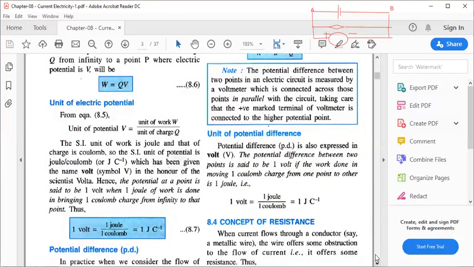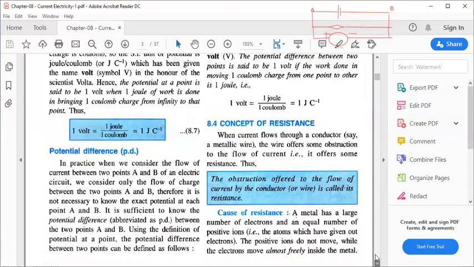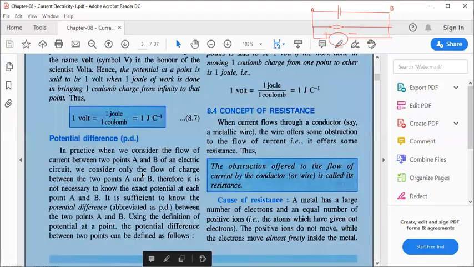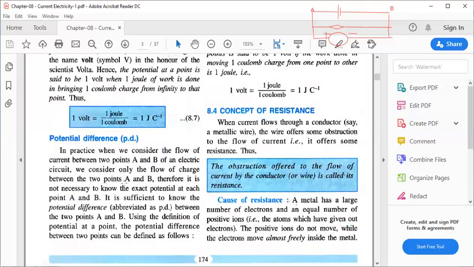Okay. Now let's understand potential difference. If you consider 2 points A and B, which we already discussed, we consider only the flow of charge between 2 points A and B. So it is sufficient to know the difference only between 2 points A and B.